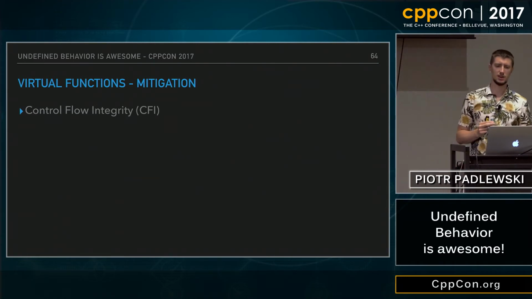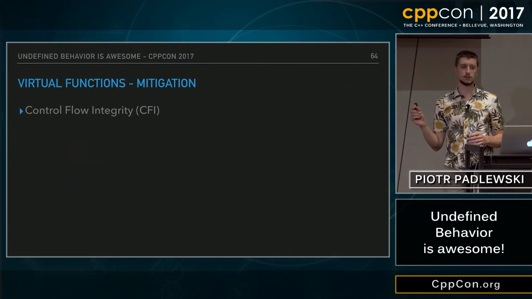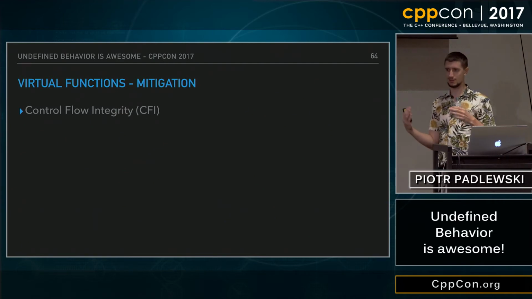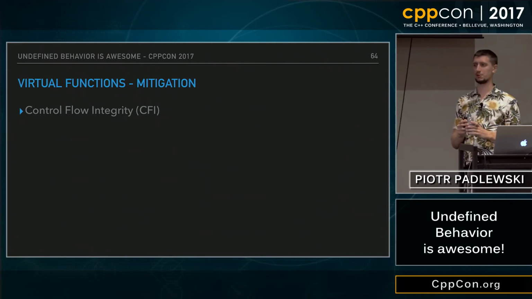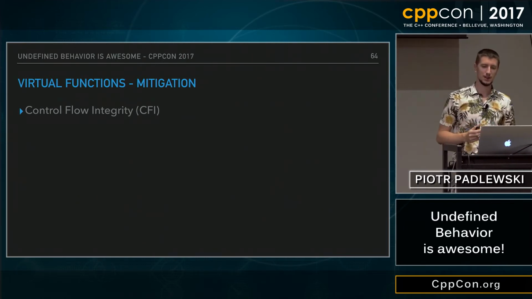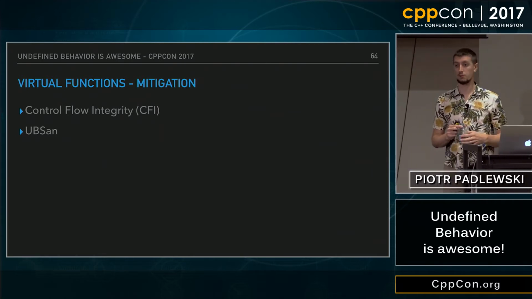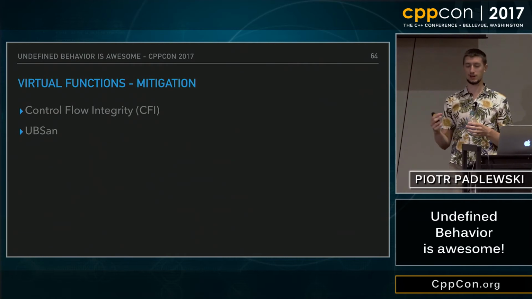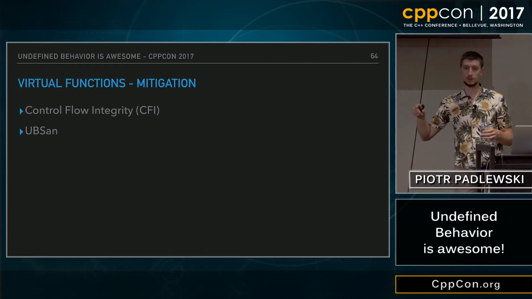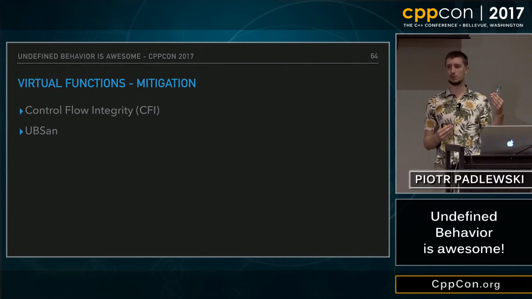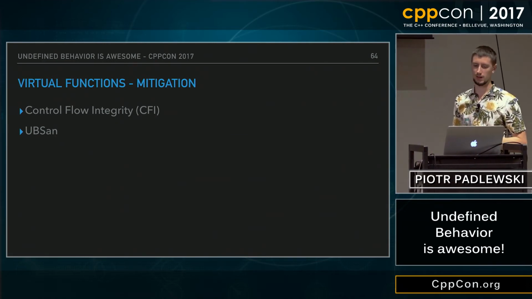What CFI is doing is that for every indirect call, it checks if we actually called some function that is at least somewhat valid, and we don't just call some random memory or something. There is also UBSan that checks if we are calling a function: it goes to the runtime type information and checks if the type information is the same as my v-pointer, and if not, it just issues a runtime error.